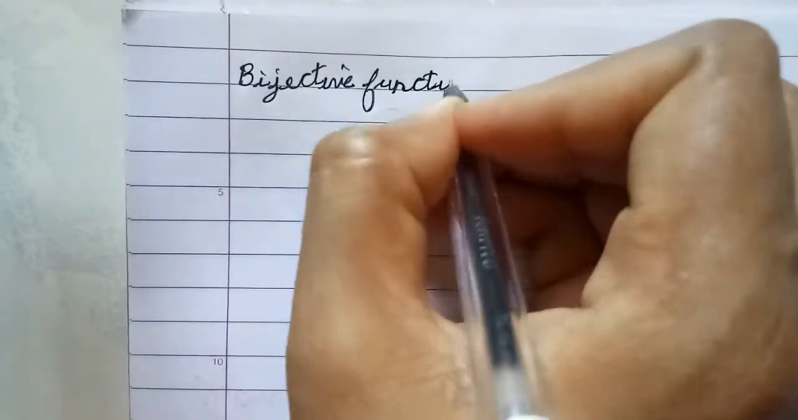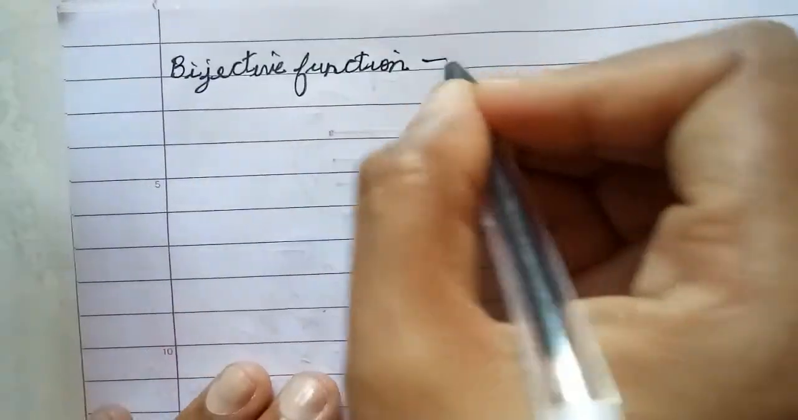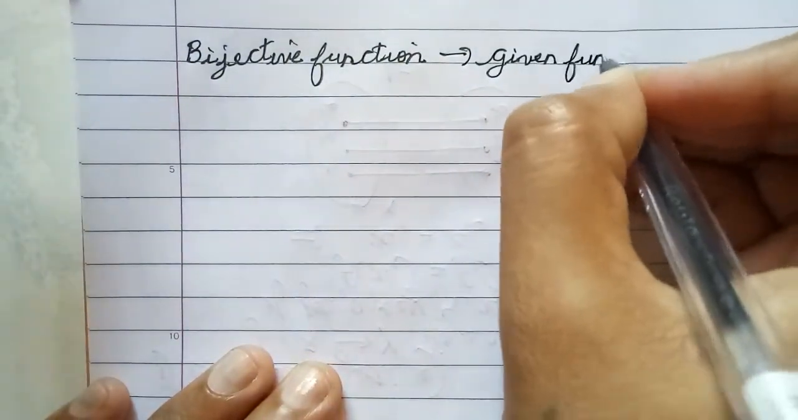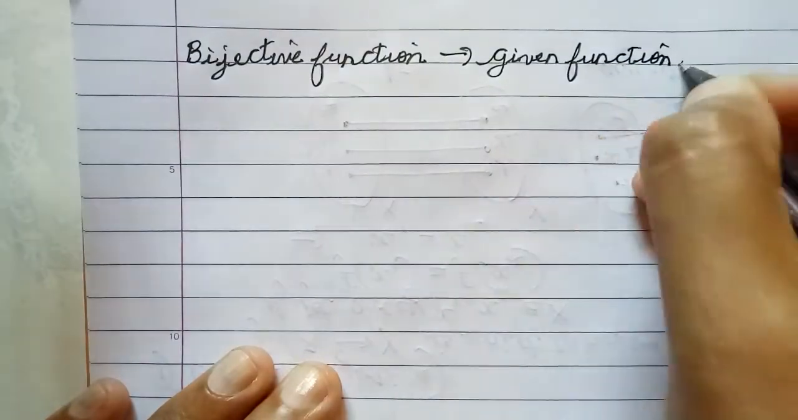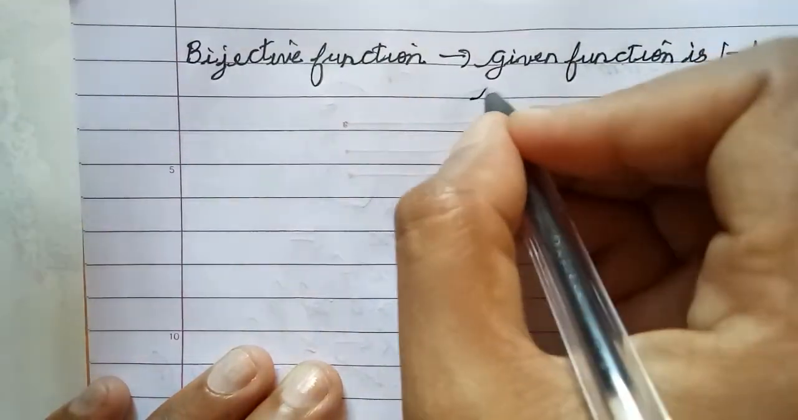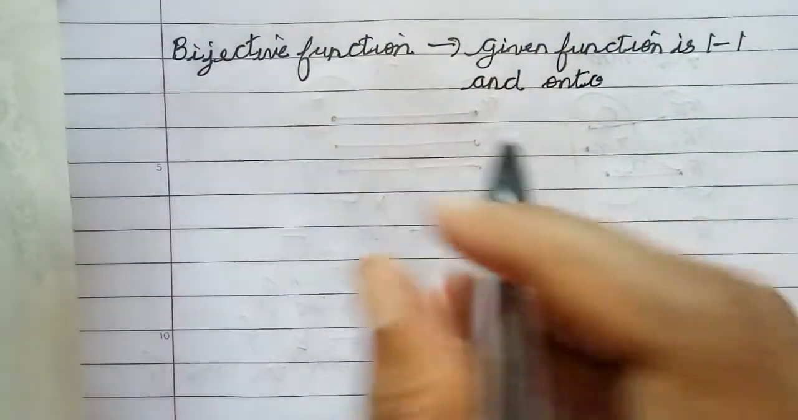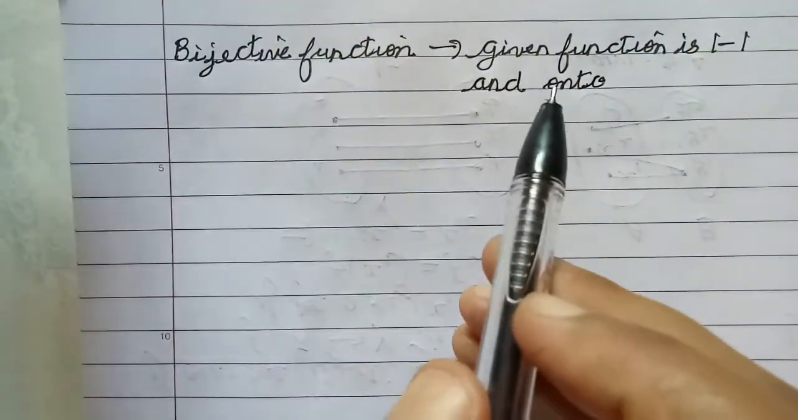Now coming to the last type, that is nothing but the bijective function. Bijective function is very simple. Bijective function means when your given function is one-one and onto, then that function is said to be a bijective function.